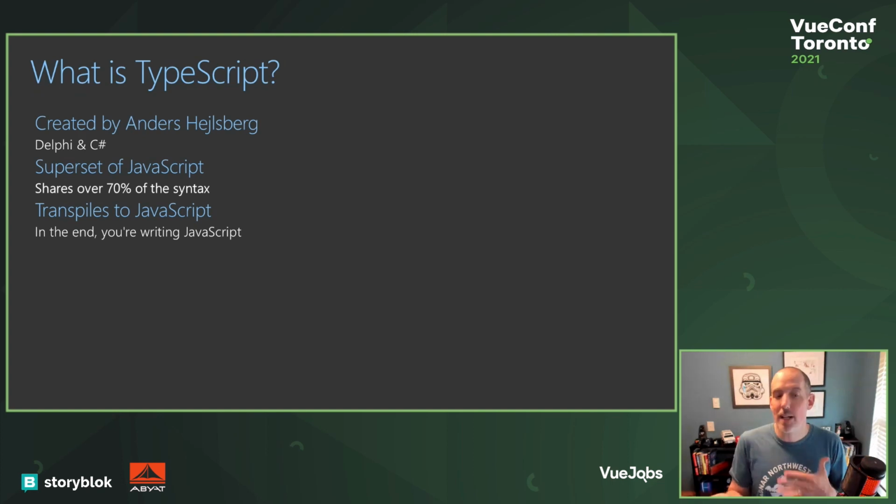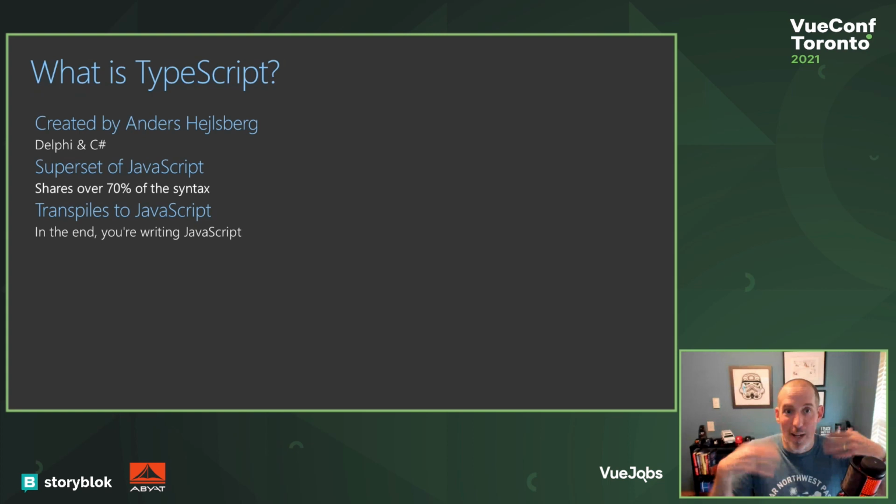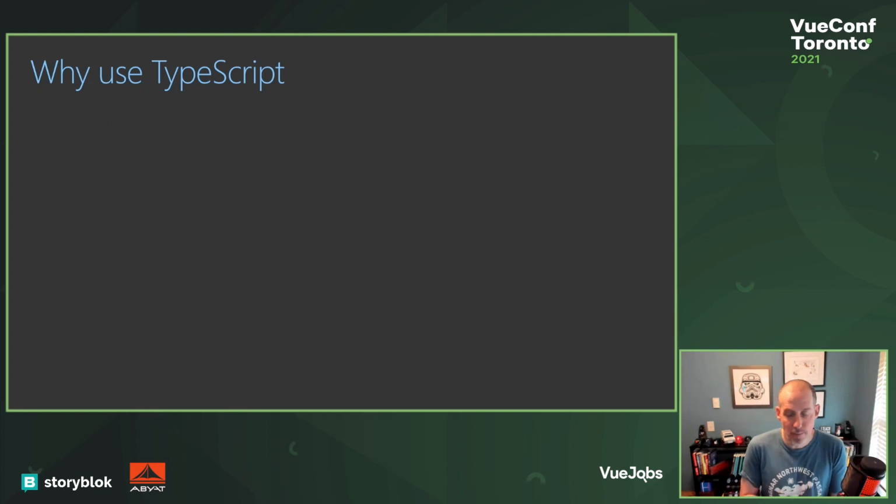Now, the last big point here is the fact that TypeScript will compile or transcompile, or as all the cool kids call it, transpile into JavaScript. You're still writing JavaScript. It's just that you're using a different language to do so. So again, going back to that Java C# analogy, just like Java is going to compile down into bytecode and C# is going to compile down into intermediate language, your TypeScript will still compile down into JavaScript.